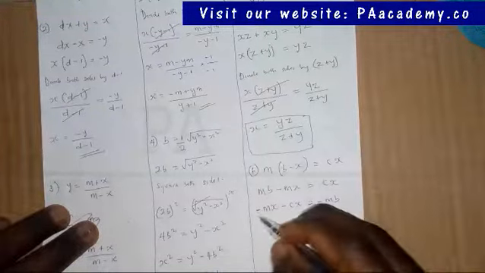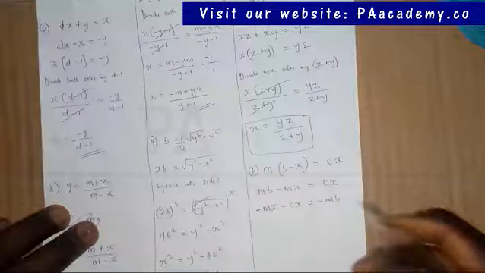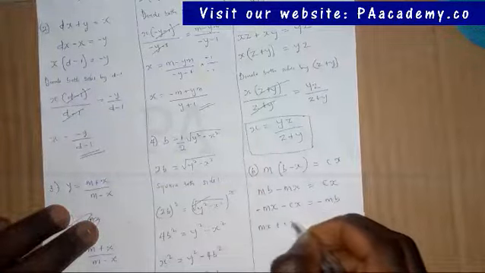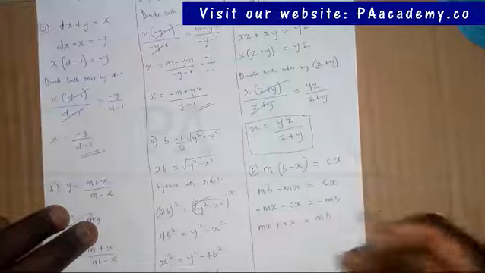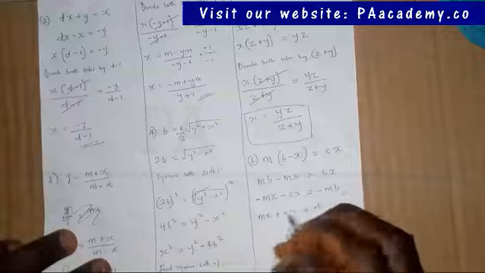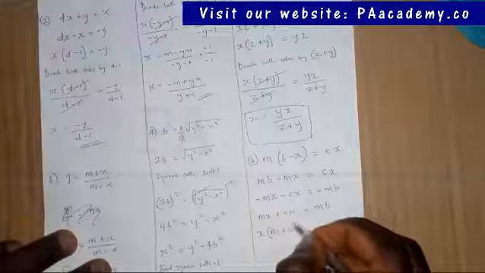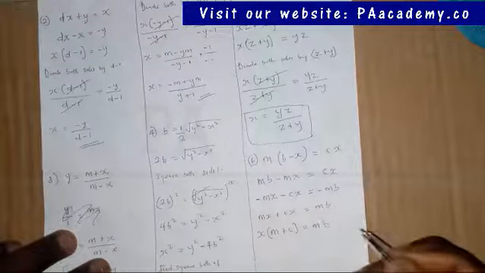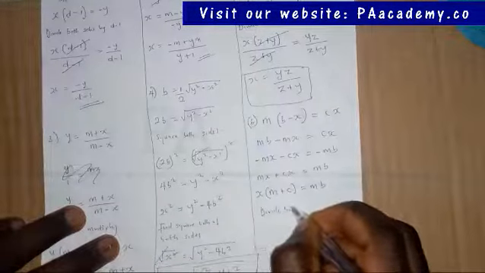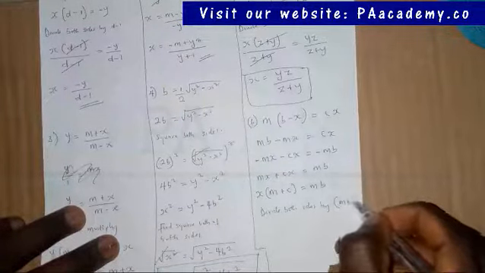Exactly. So at this stage, we can multiply everything by minus 1 so that we can cancel out the negative sign. If we do that, we are going to be having mx plus cx equals mb. It will not affect our final answer. So now we have x common here. If you bring out the x, it will become x into bracket m plus c equals mb. Very good. So now let's divide both sides by what? Divide both sides by m plus c.